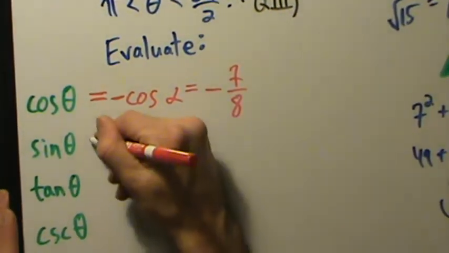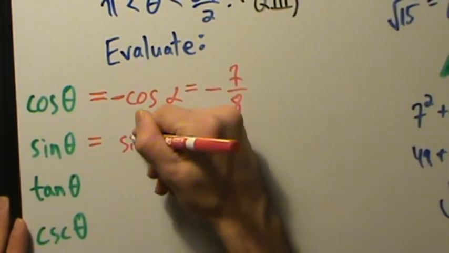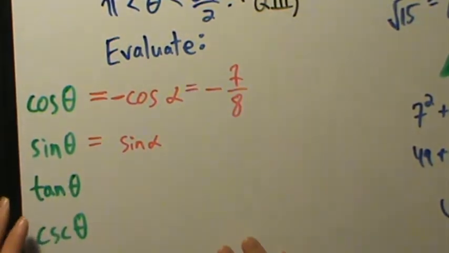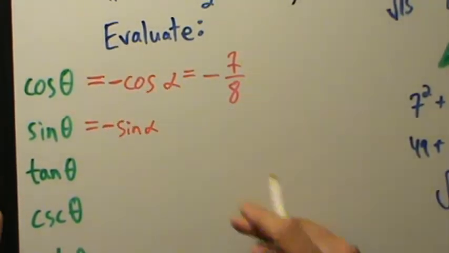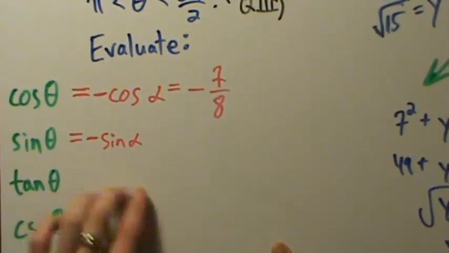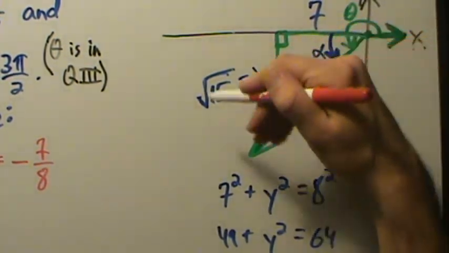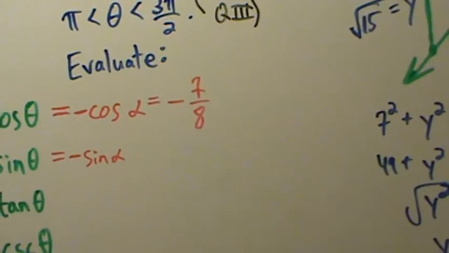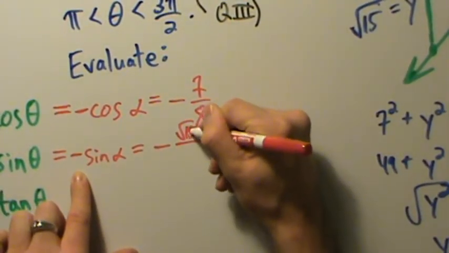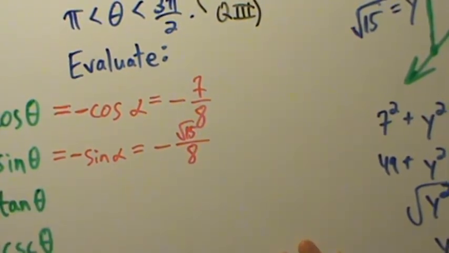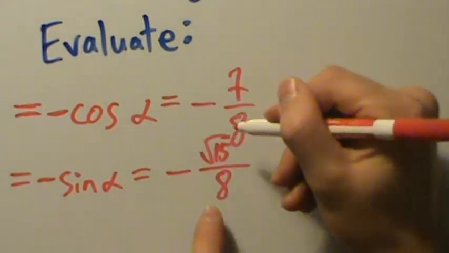Now what about the sine of theta? So remember, sine of theta is the same thing as sine of alpha, because that's how reference angles work. Alpha is the reference angle for theta, except sine of theta has to be negative, so we slap on a minus sign here. What is the sine of alpha? Sine of alpha is opposite over hypotenuse. Opposite, root 15, over hypotenuse, 8. So the minus sign is still there, then we have root 15 over 8. So the sine of alpha is the square root of 15 divided by 8.